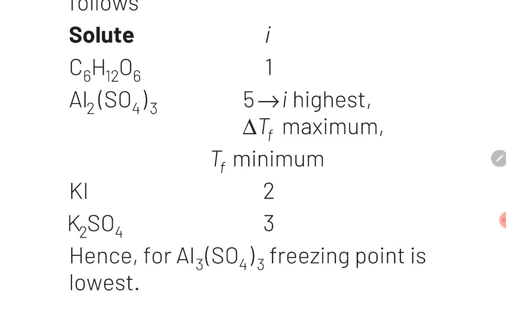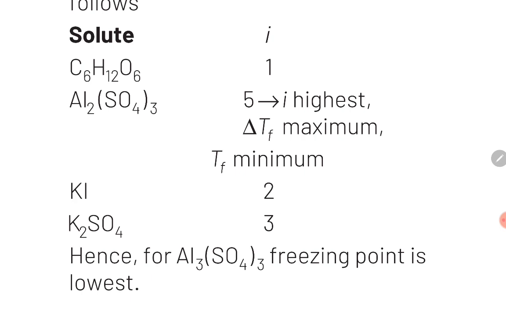Moving ahead guys, next option is KI. Guys, KI will split in water as K+ and I-. Therefore guys, Van't Hoff factor for KI is equal to 2. And finally guys, the last option was K2SO4. K2SO4 will split in water as 2K+ plus SO4 2-. इसका मतलब स्टूडेंट्स, from one molecule of K2SO4 we are obtaining 3 ions and therefore Van't Hoff factor is equal to 3.